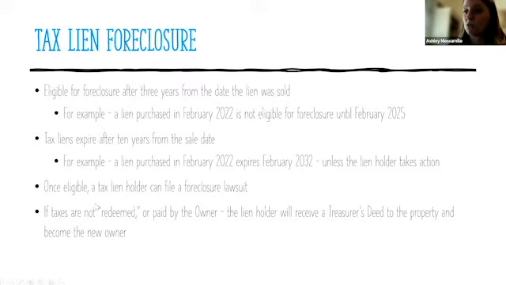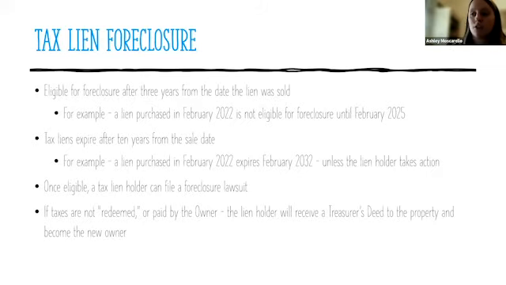So once it's foreclosure eligible, after that 3-year waiting period, a tax lien holder can file a foreclosure lawsuit just like an association does. It's not something like a trustee sale for a bank, for example, where they don't have to go to court and get a judgment. The tax lien holder still does need to file a lawsuit. As I mentioned before that step, they do need to send a demand letter to the owner of the property to pay the amounts owed. If nobody pays it, they can file a lawsuit.